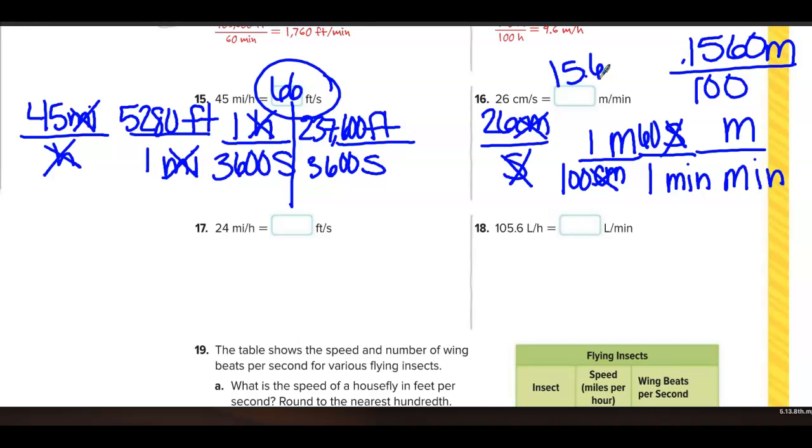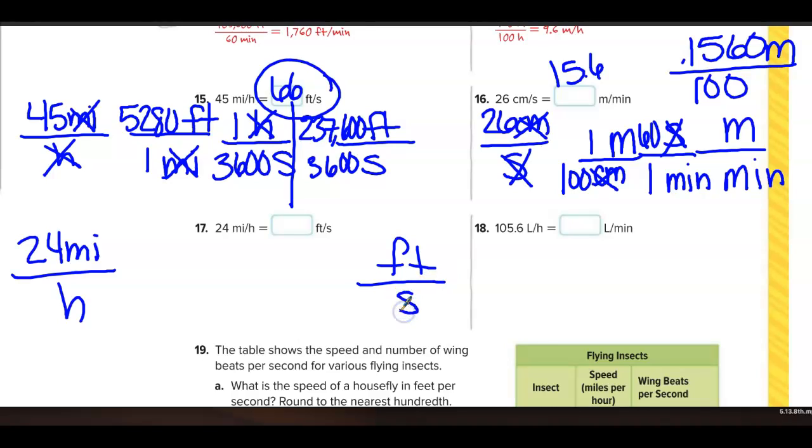Number 24, I have 24 miles per hour is how many feet per second. This is going to be very similar to number 15. So I'm changing both labels. Since I start with miles on top, I'm going to put it on bottom. I want my top label to be feet. There are 5,280 feet in 1 mile. I'm going to cross off my miles label.